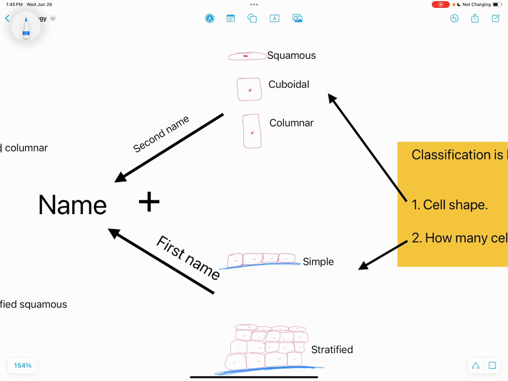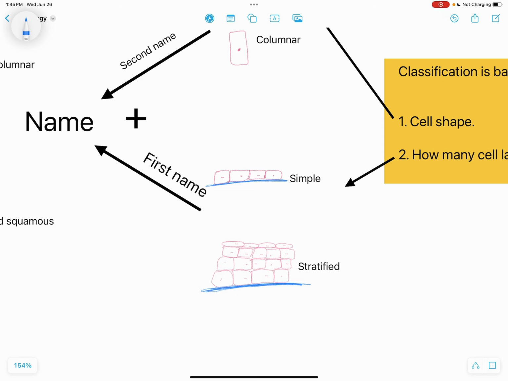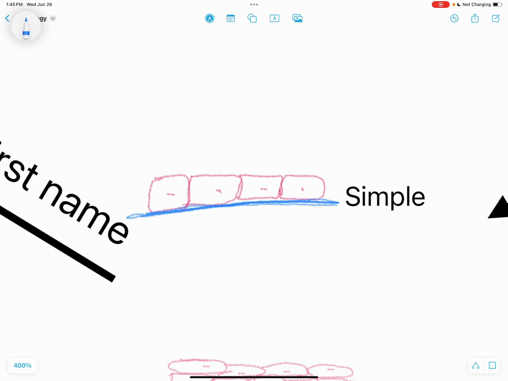The next name will be how many layers. We have simple. Simple means it's one layer. So you see that those pink cells that I drew there, they're sitting on what we call a basement membrane.